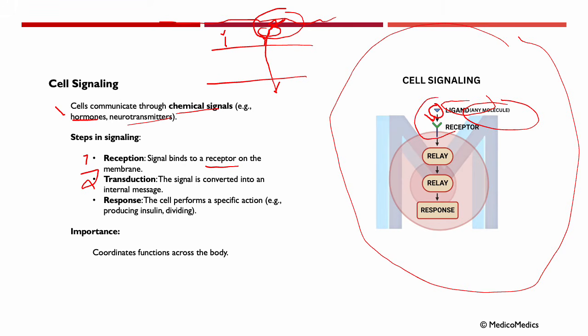Then what happens is called transduction. So that signal then is converted into an internal message. That message goes and gets relayed into the cell. And what happens is that you will have a response. So the cell performs a specific action, like producing insulin or cell division or whatever. So whatever that message was becomes internalized and leads to a response. So it's like making a phone call. Cells send messages to each other to coordinate actions.